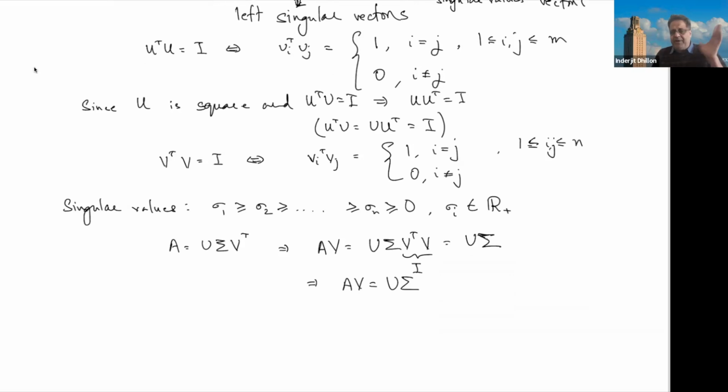Okay, you can cast your mind back to this. Remember, it's starting to look a little bit like eigenvalue decomposition, but it's different. Okay, because here what we have is A times Vi. If I look at the ith column of both sides, A times Vi is equal to sigma i times Ui, for 1 less than or equal to i less than or equal to n.